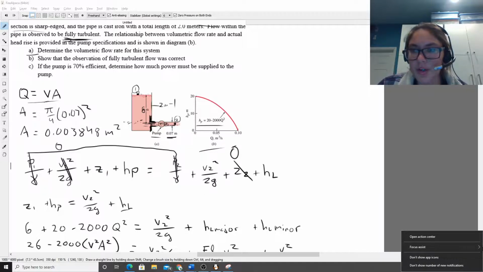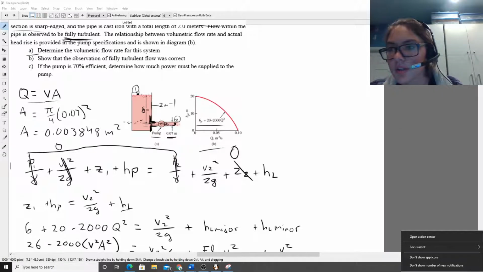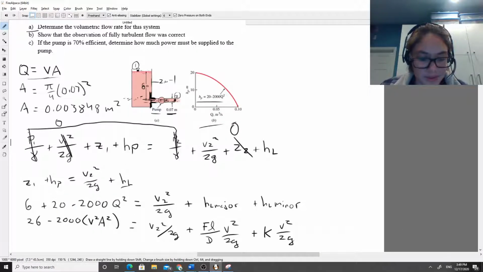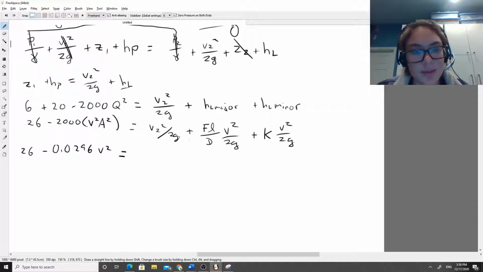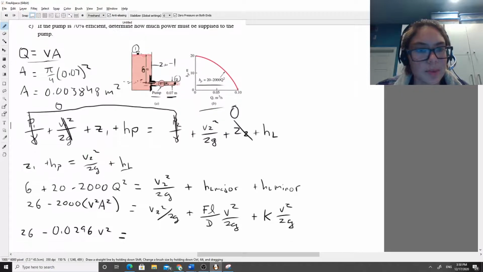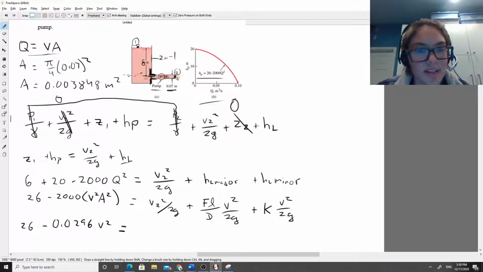We can say squared, and multiply that times 2,000. So times 2,000 is going to give us a new number. So I'm going to come down here and say 26 minus 0.0296 v squared is equal to. Now, I've been writing this as v2, but I am going to go ahead and assume that we have steady flow in this system, meaning that the velocity is constant and is the same throughout the system. So I'm going to go ahead and just write that as v squared divided by 2g plus.